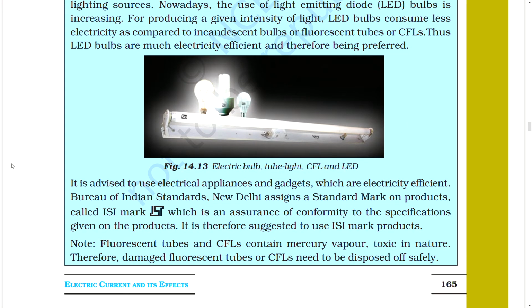Figure: electric bulb, tube light, CFL and LED. It is advised to use electrical appliances and gadgets which are electricity efficient. Bureau of Indian Standards, New Delhi assigns a standard mark on products called ISI mark, which is an assurance of conformity to the specifications given on the product. It is therefore suggested to use ISI mark products. Note: fluorescent tubes and CFLs contain mercury vapor, toxic in nature. Therefore, damaged fluorescent tubes or CFLs need to be disposed of safely.